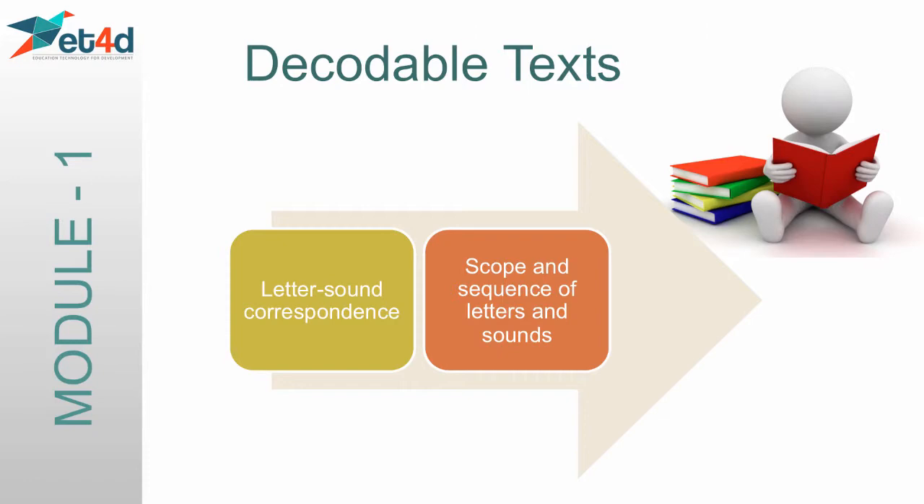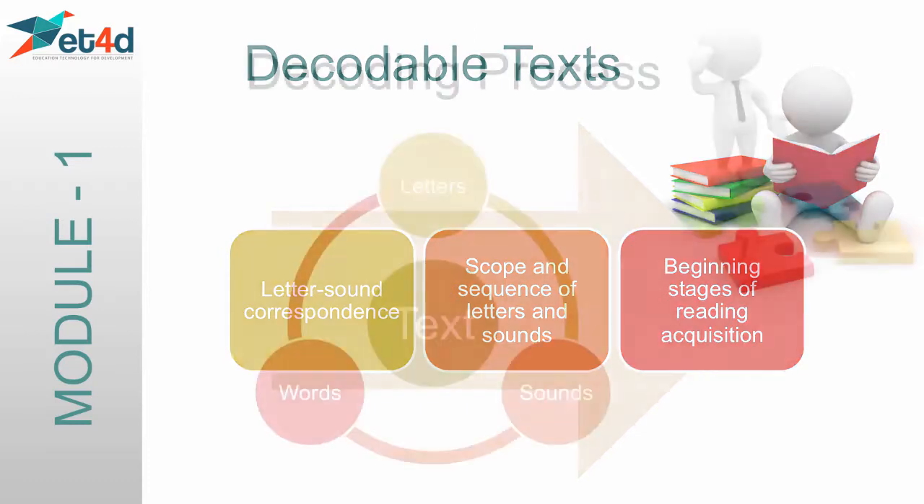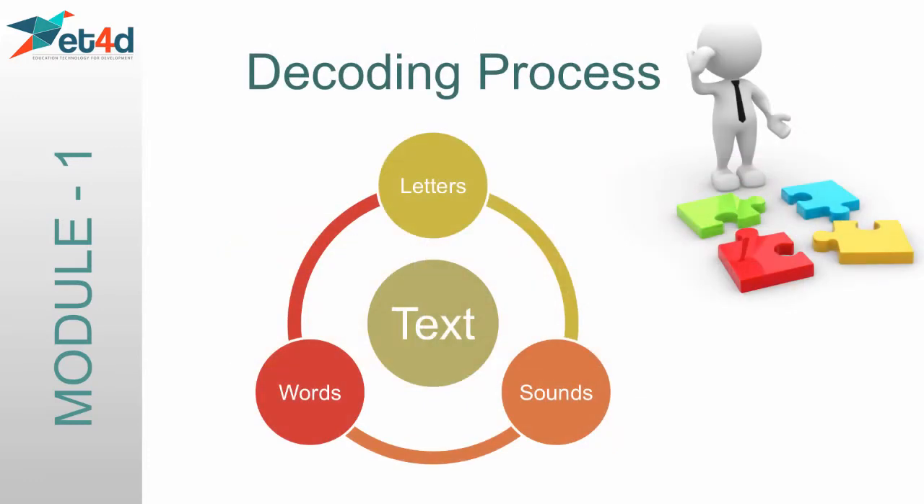Decodable texts are typically considered useful only during the very beginning stages of reading acquisition, when children can only read certain letters or combinations of letters. Decodable text can be considered a scaffold that supports readers as they sound out words containing letters and sounds they have learned. The theory behind this approach emphasizes the importance of letter-sound knowledge in early reading acquisition.